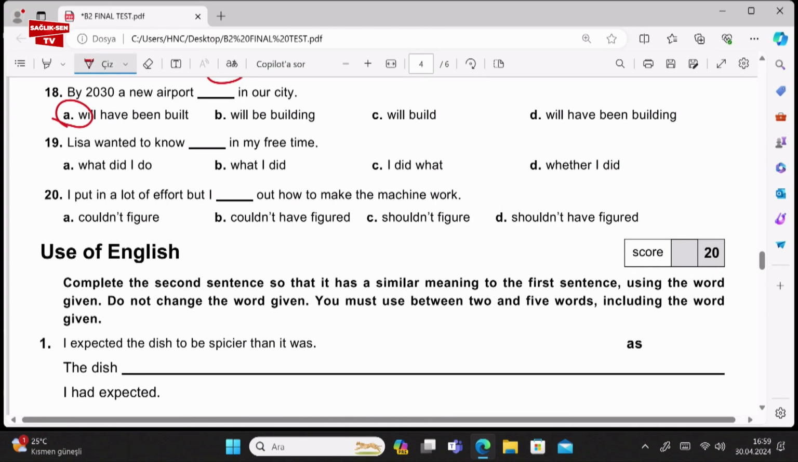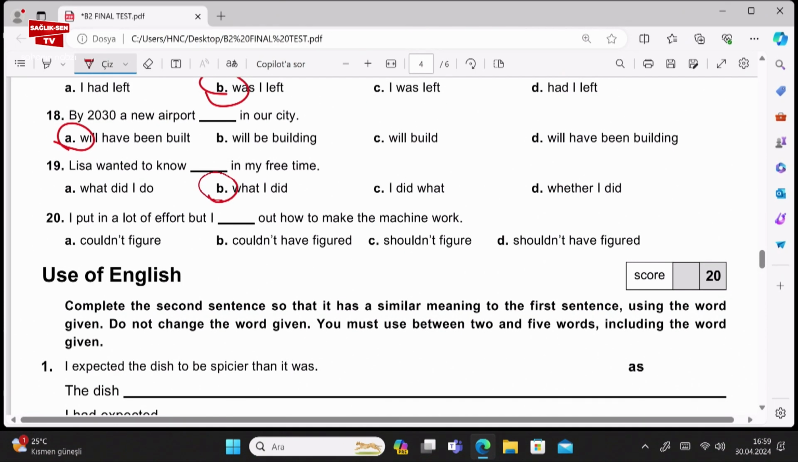Lisa wanted to know blah blah in my free time. This is a reported speech sentence, and we are delivering what someone else asked us. Lisa wanted to know what I did in my free time.